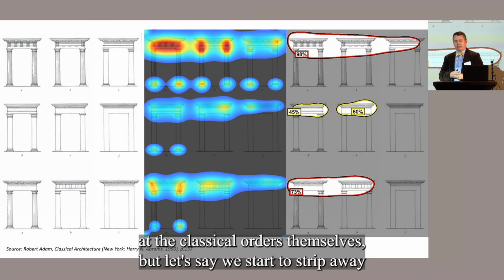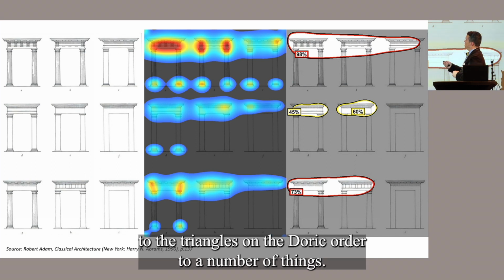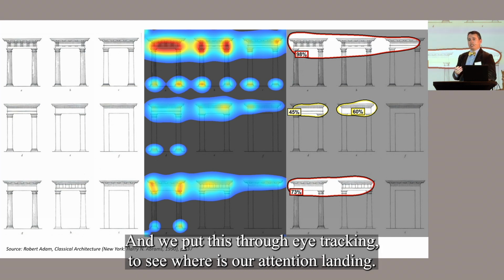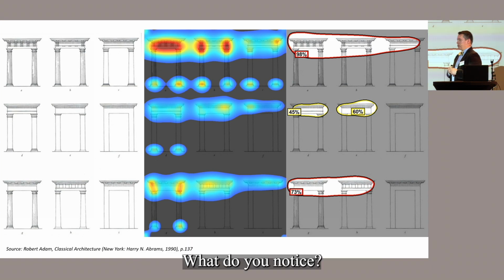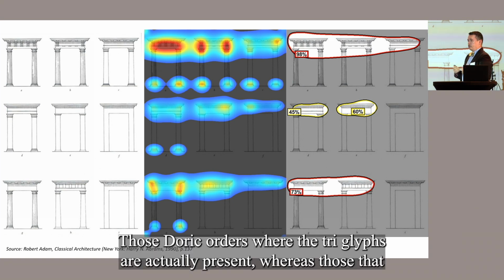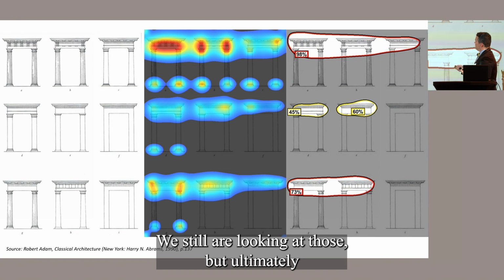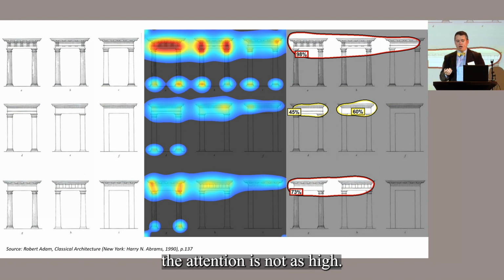Now, if we were to look at the classical orders themselves, but let's say we start to strip away some of those elements, from the column capitals to the triglyphs on the Doric order to a number of things, and we put this through eye tracking to see where our attention is landing. What do you notice? Most of our attention is landing, especially up here on the top, on those Doric orders where the triglyphs are actually present. Whereas those that have been stripped down, or where a lot of the classical elements have been removed, we still are looking at those, but ultimately the attention is not as high.